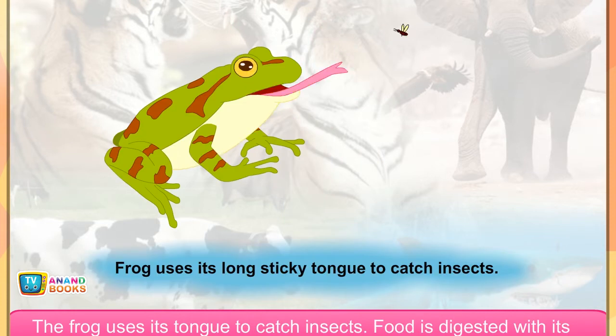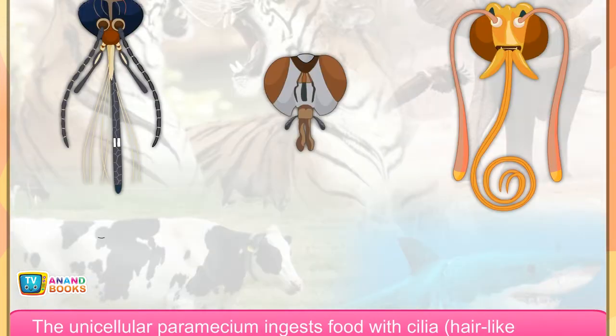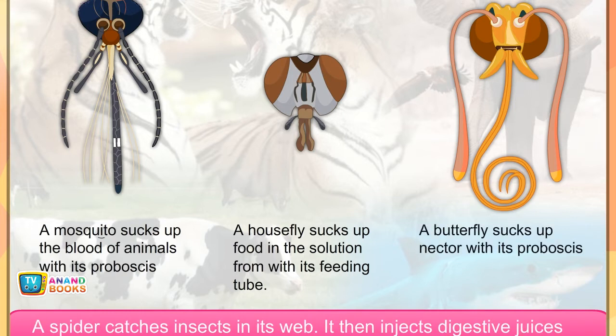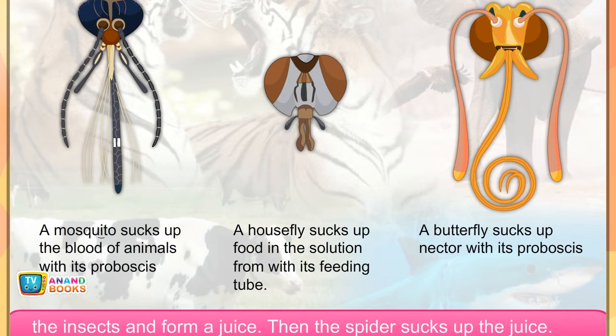The frog uses its tongue to catch insects. Food is digested with its well-developed digestive system. The unicellular paramecium ingests food with cilia, hair-like structures. Digestion is same as that of amoeba. A spider catches insects in its web. It then injects digestive juices into the body of the insect, which digest the body parts of the insect and form a juice. Then, the spider sucks up the juice. The mosquito sucks up the blood of animals with the proboscis.